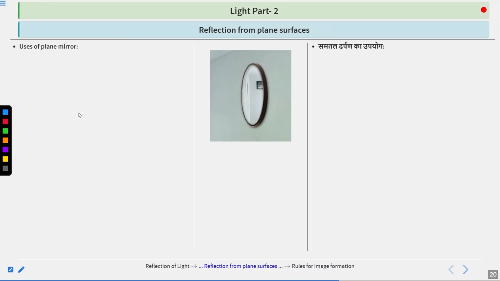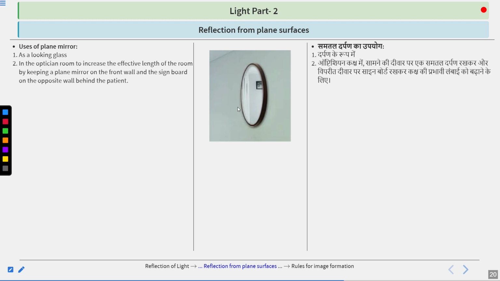Now what are the uses of a plane mirror? Let's have a look at them. As a looking glass, this is the mirror most of us use in the house room. In the optician room, to increase the effective length of the room, a plane mirror is kept on the front wall and the signboard on the opposite wall behind the patient.